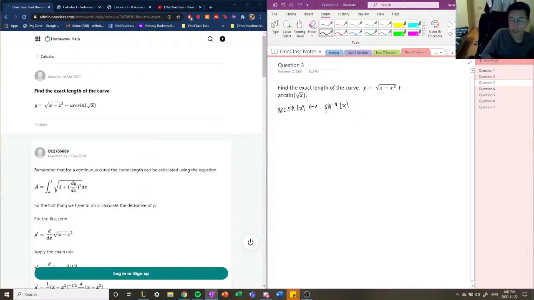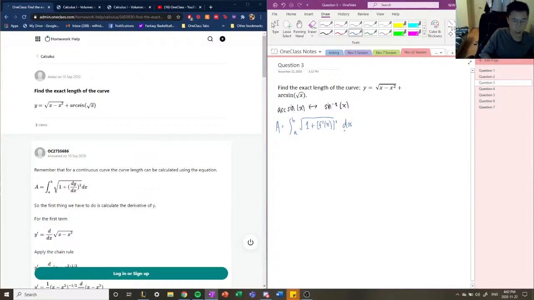So they want us to find the exact length of this curve. So we're going to be giving ourselves a formula to use to find the length of this curve. And the formula goes like this. The length of the curve, I'm going to write it A, is the definite integral over the interval a to b of the root of 1 plus f prime of x squared. Okay? So this is the formula for finding the exact length of a curve. We're going to be applying this formula to this very complicated curve.